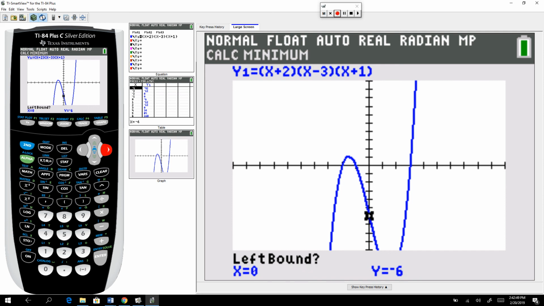This is fine. This is to the left of the minimum. And then I'll scoot over to the right of the minimum. It's down there somewhere, so as soon as I see my cursor, I know it's to the right of the minimum. And then one more enter. When it says guess, I'll hit enter. And this is saying that the minimum can be found at 1.528, comma, negative 13.128. So go ahead and pause the video and jot that down.